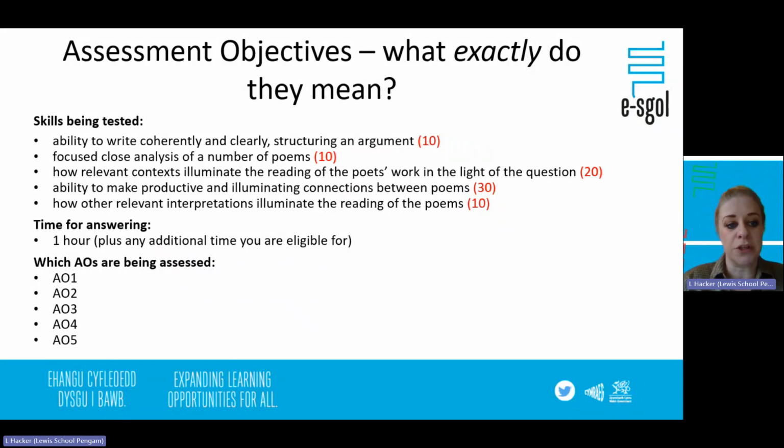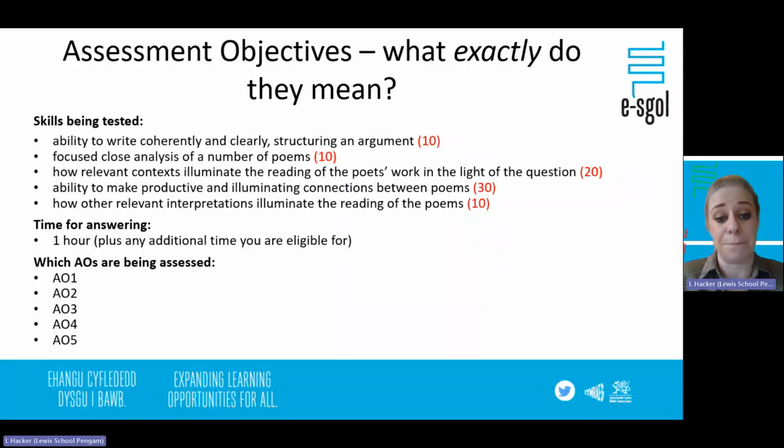And then the big one then is AO4, your ability to make productive and illuminating connections between the poems, and that's worth 30 marks. Now, it's worth noting here that you are expected to explore the connections and the contrasts between the 2 poets, not between 2 poems really by the same poet. Okay, so your connections and your contrasts are going to be between the 2 different poets. And then your final assessment objective then is how other relevant interpretations illuminate the reading of the poems. So we've got our 5 assessment objectives, 3 of those with 10 marks, AO1, AO2 and AO5. AO3 worth 20 marks, and then the big one worth 30 marks is the connections, the contrasts, and the comparisons. Okay, so we need to bear those weightings in mind.